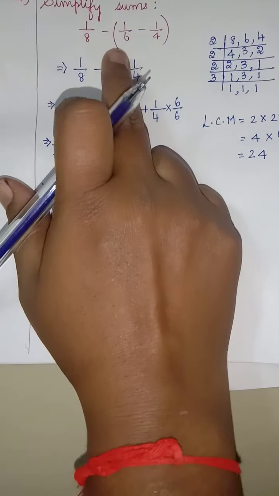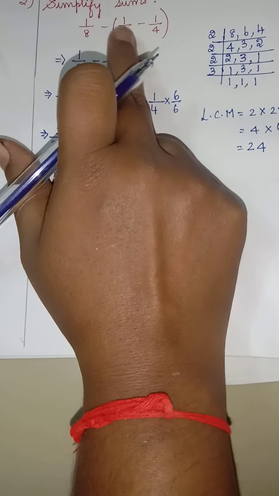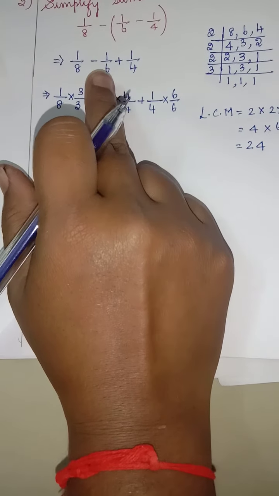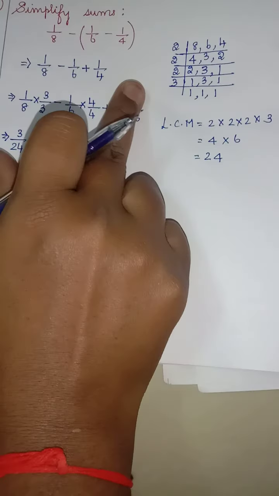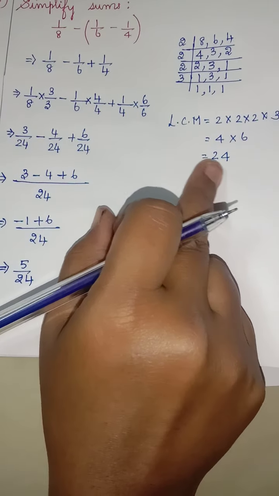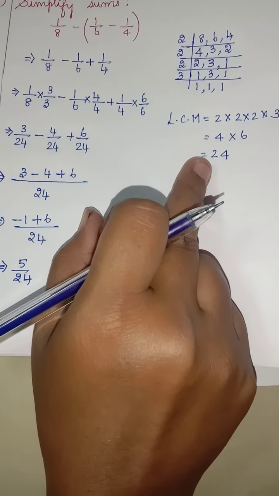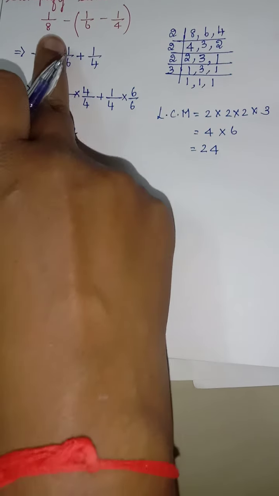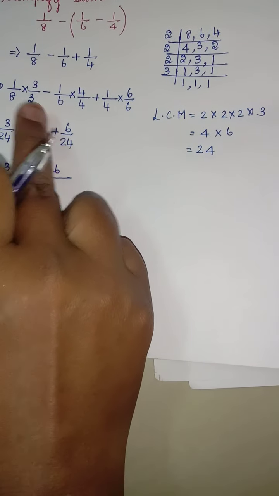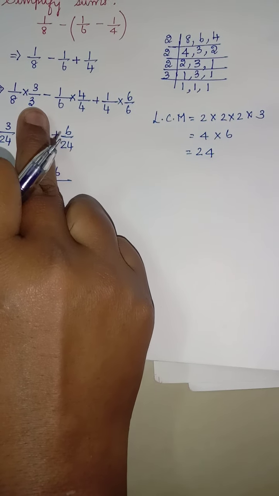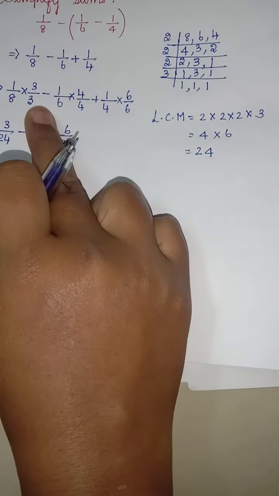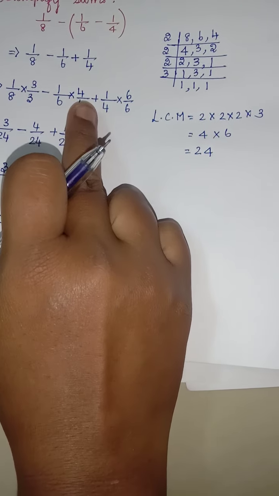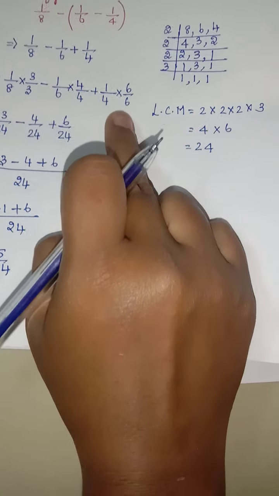1 by 8. Okay, you just take this minus inside. So minus into minus is plus. Here minus 1 by 6. 8, 6 and 4 we are taking the LCM. After taking the LCM you get the LCM as 24. So to get 24 as the common denominator, you multiply both numerator and denominator. So 8 into 3 means 24 you will get, for both numerator and denominator. Likewise here for 6, 6 into 4 and into 4. Here 4 into 6 and into 6.